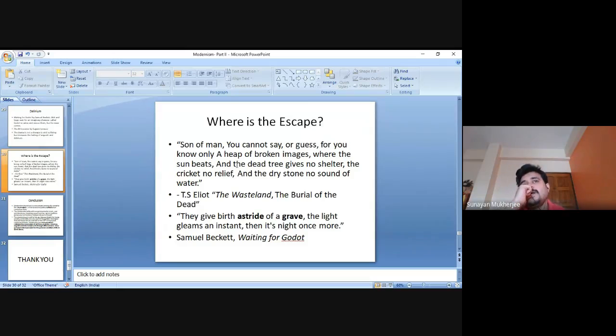Our existence is between the stride of a grave. They give birth astride. The light gleams. There is birth, and then it's night once more. So there is darkness all around. Samuel Beckett, Waiting for Godot.